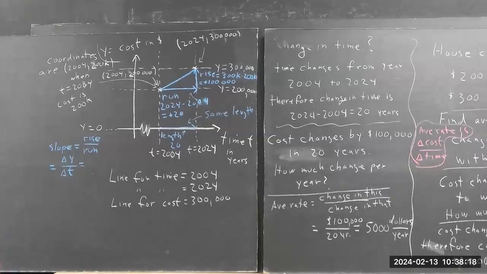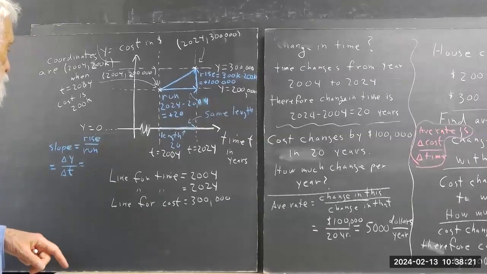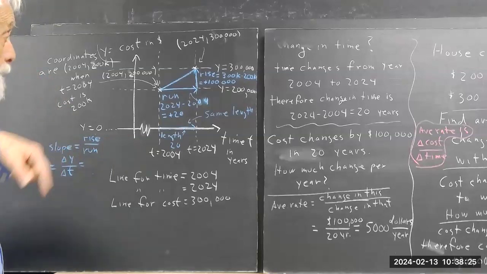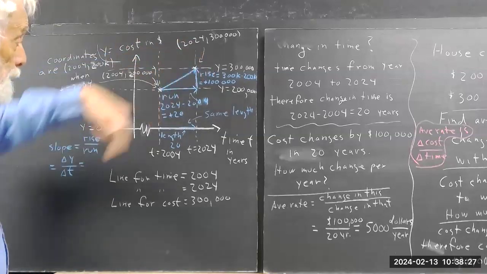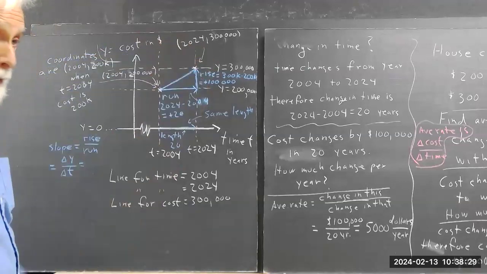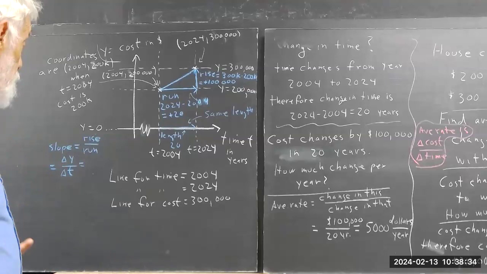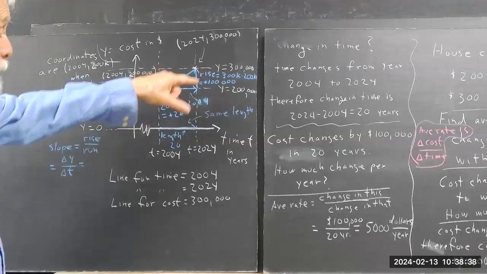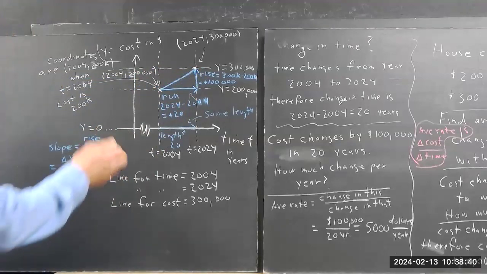Okay, so what's the change in y? What's the change in x? Change in y is the rise. The change in T, not x, is the run. We just read what the rise and run are, and we pictured it on the graph, right? So we don't have to refigure out what the rise is or what the run is. We've done it in the previous step.